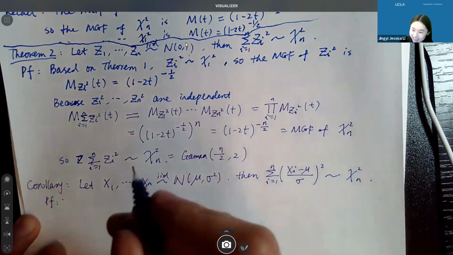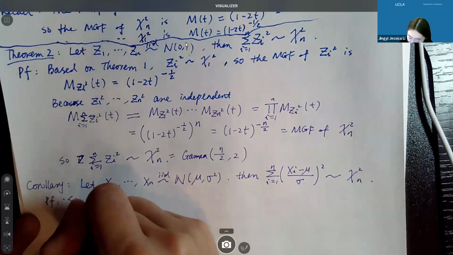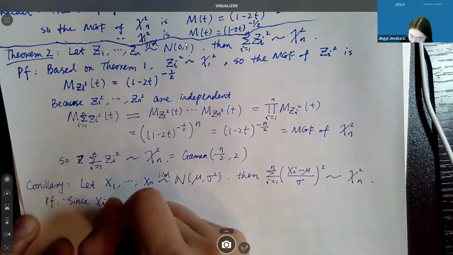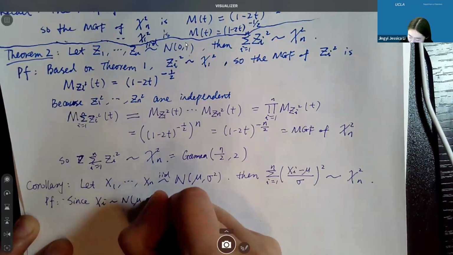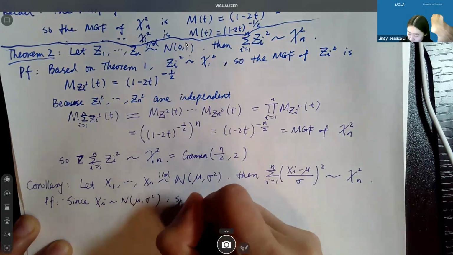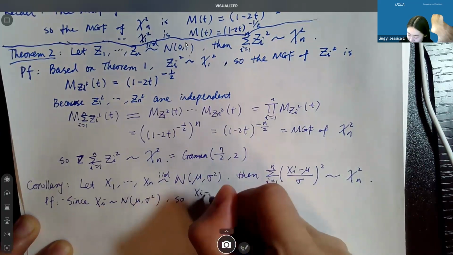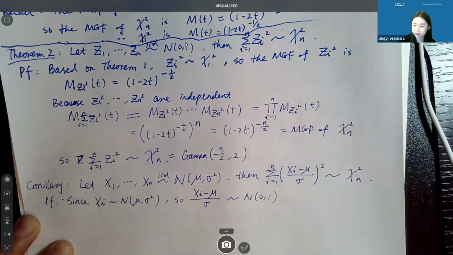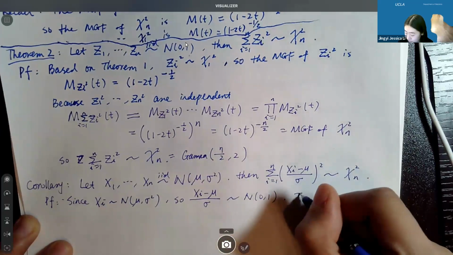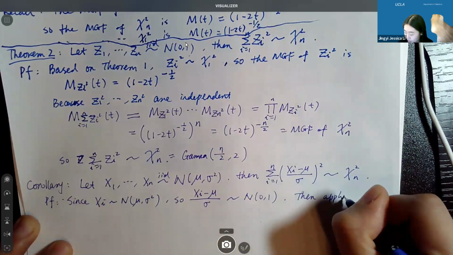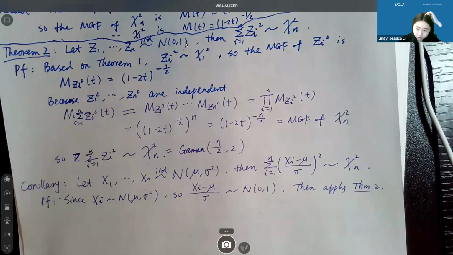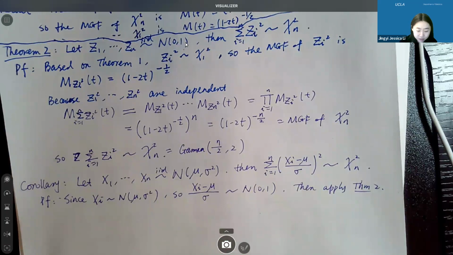So the reason is, thank you, Brandon, since we have this condition, xi follows normal, so the standardized form follows standard normal. Then we apply theorem 2. When we write theorem, a lot of people just write THM for short. Okay, so that's theorem 2.